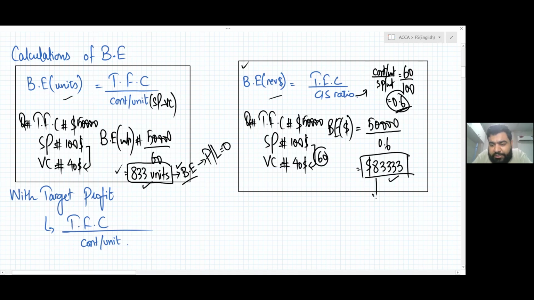This is the point when the business makes $83,333 in sales, and the business will reach the break even point. And we know that the break even point is where profit or loss is zero. So the business has to sell more than this, more than $83,333 in sales, to earn the profit. Because again, the business is not there to earn break even, they are there to earn profit, so they sell more than the break even point.